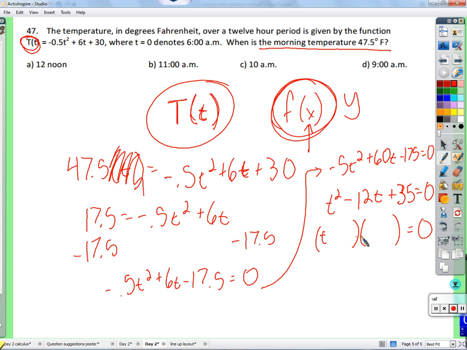So we got a T and a T. When we multiply these together, we get the T squared. This is the shape we're looking for, right? Okay. So what's going to fill in this factorization? Minus 7, minus 5. We all agree? Multiply it out, we get this. So my solutions for T are? Seven, five. Okay, so what's the answer to the question?